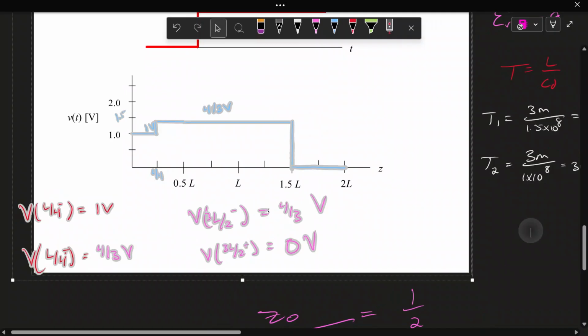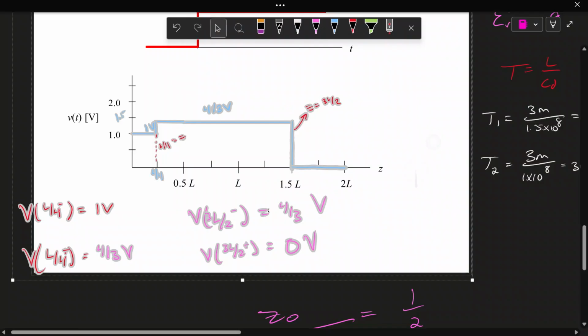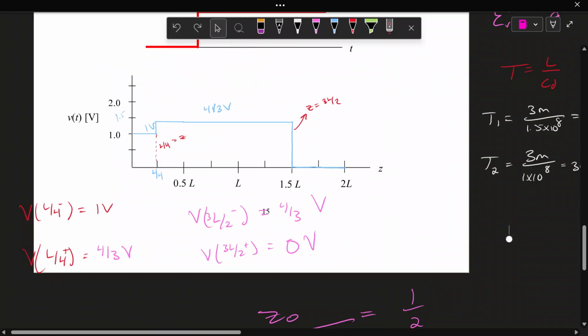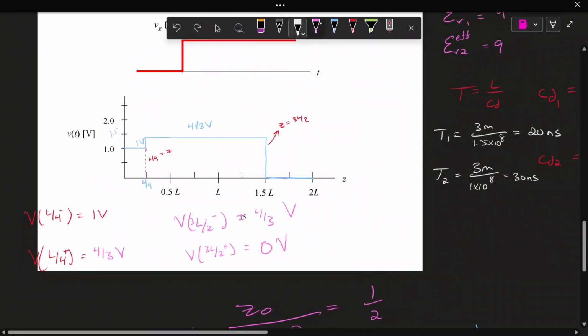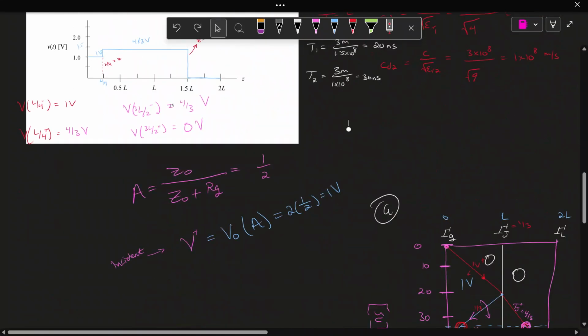So this is where it changes, at L over 4. Z is equal to L over 4. And then it also changes here, Z is equal to 3L over 2. So that's where it changes, L over 4, because that is the value that we got from our bounce diagram. Now it also says, indicate in which direction, to the left or right, each wavefront is moving.